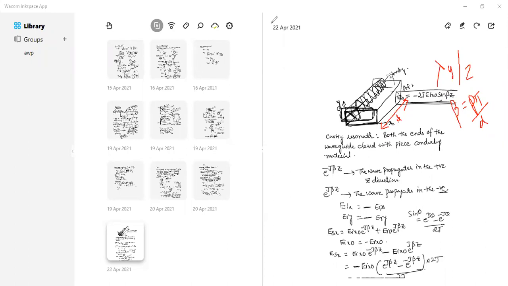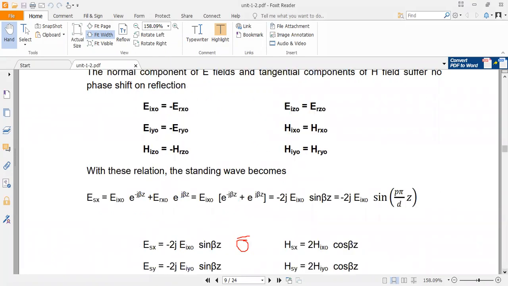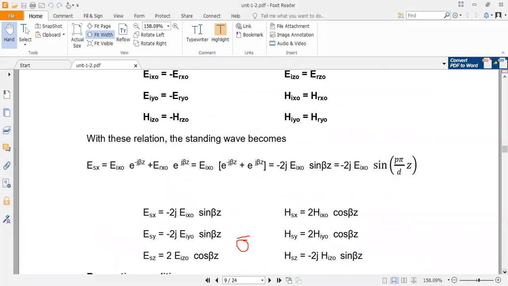Just go back and see. This is the expression we got. That's why wherever beta is there, we have to substitute p pi by D. And in this expression, remember, what is this term, ma'am? It is not positive. It is negative. You have to remember this. I'll share this PDF in this group now.